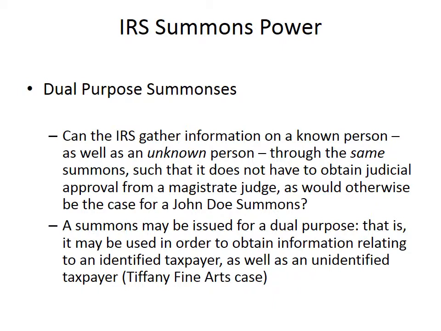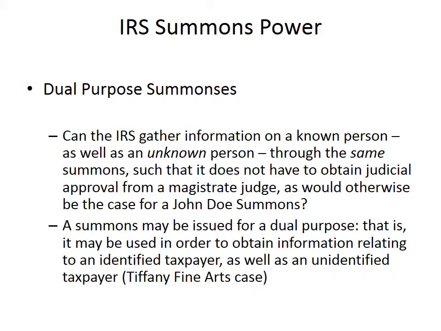This is the general rule. A summons may be issued for a dual purpose. It may be used in order to obtain information relating to an identified taxpayer as well as an unidentified taxpayer. And there you see a case name, Tiffany Fine Arts case. This is an awesome example for helping to explain this distinction and how the government attempts to bootstrap the unknown person into the summons that it has for the known person so that it can avoid having to go before a magistrate judge and independently prove the requirements for a John Doe summons. Here are the facts.